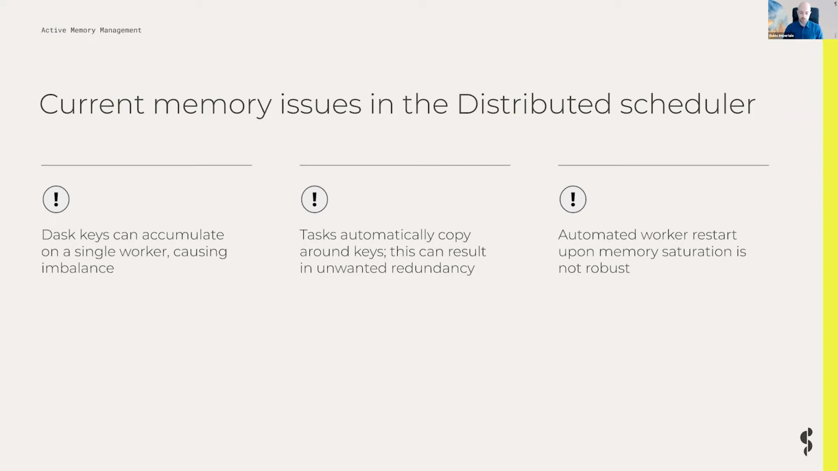A third problem, which is separate but also related, is that whenever you do reach a certain threshold of memory usage, the distributed scheduler has some automated mechanisms to automatically pause and potentially restart a worker. These mechanisms today are improvable. They work in most cases, but they can cause trouble and they can cause failures in your computation, and we are going to iterate upon them.